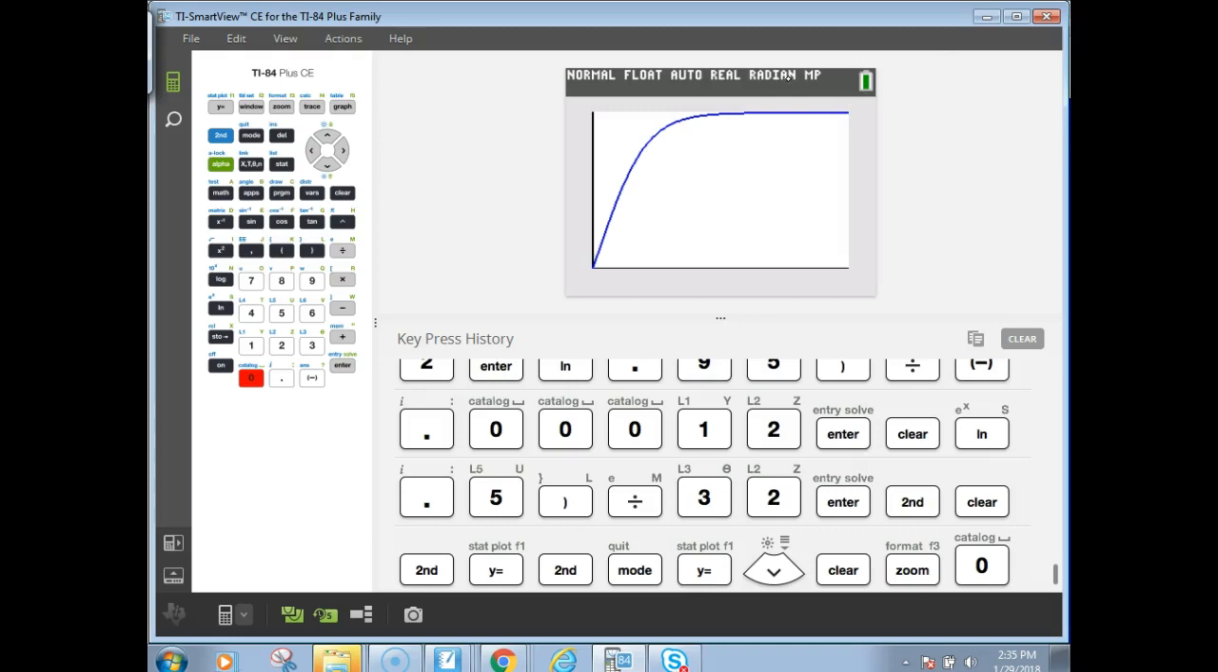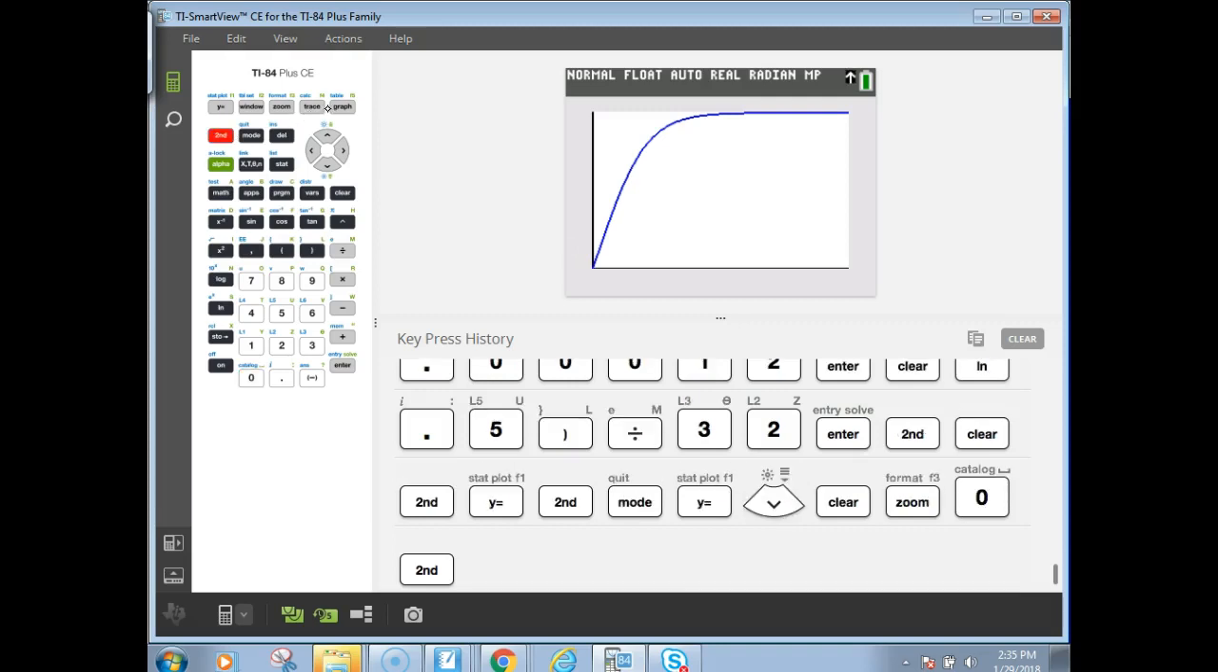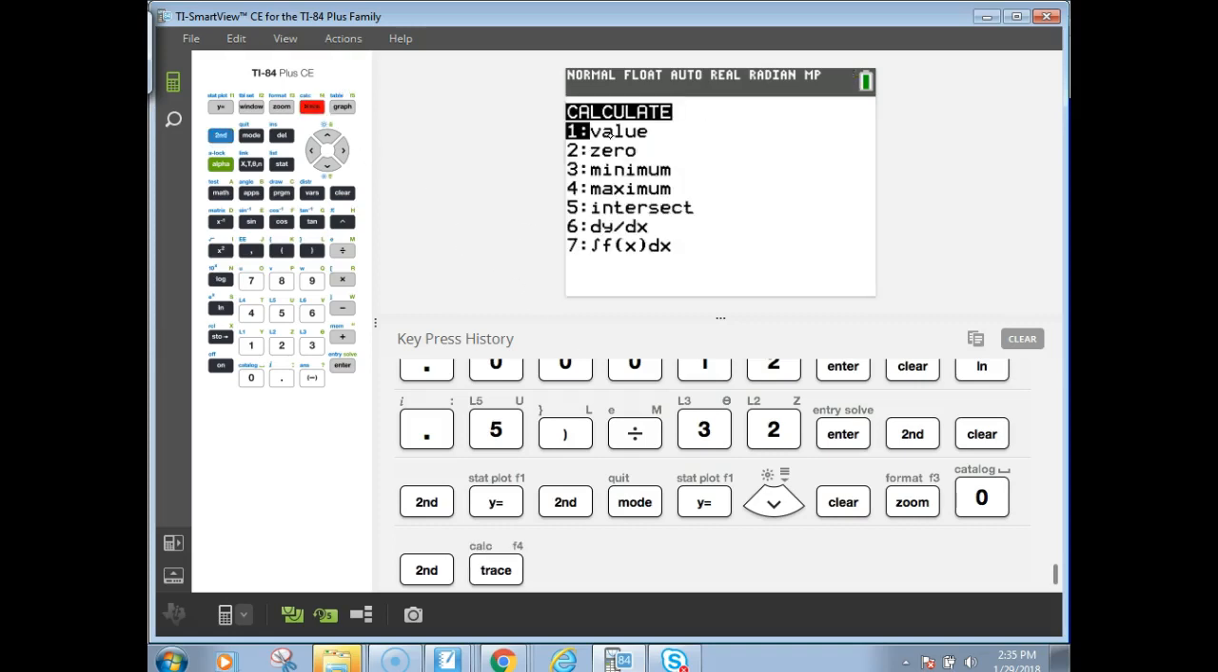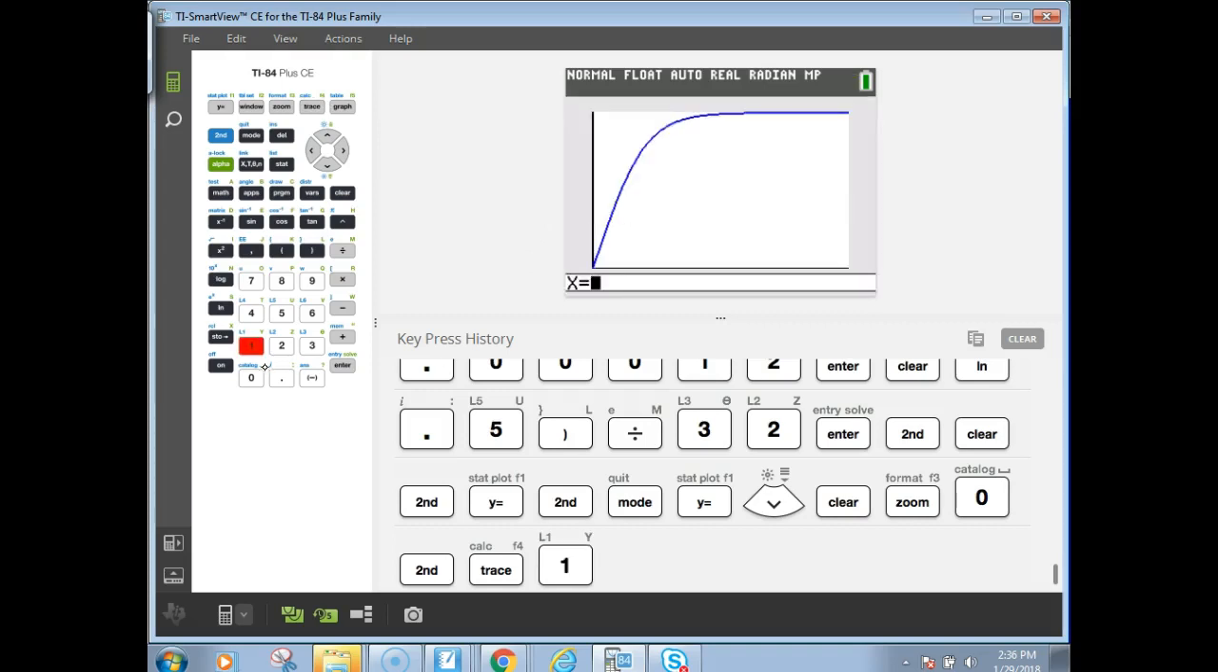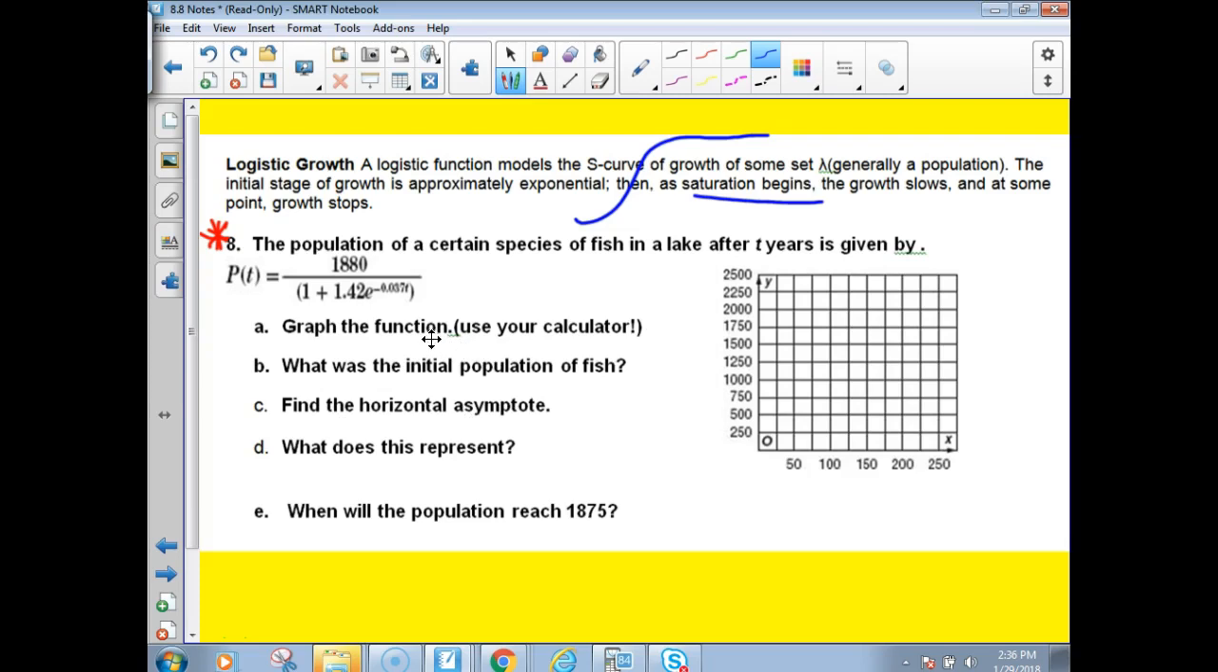Now, guys, we need to know the initial value. We want the y-intercept. So let's go like this. Second trace. Okay, I want to put in a value because I can't see the y-intercept very well, since the graph's so big, or stretched. If you hit 1 and put in 0 for x, it will give you your y-intercept, which is about 777 fish. The y value is 777 when x is 0. So about 777 fish. That's your initial population of fish.